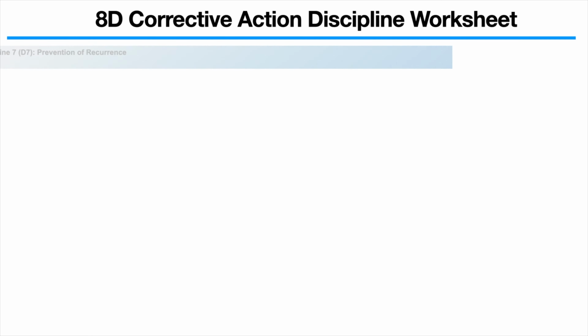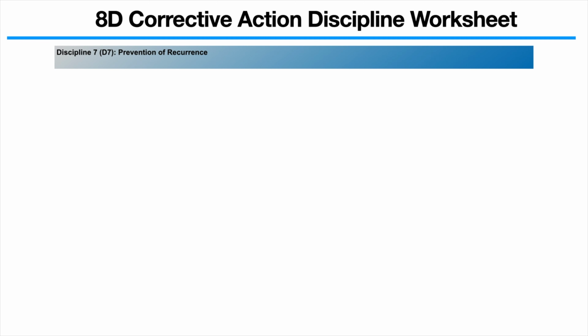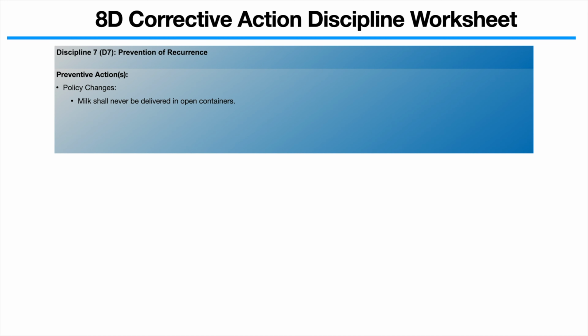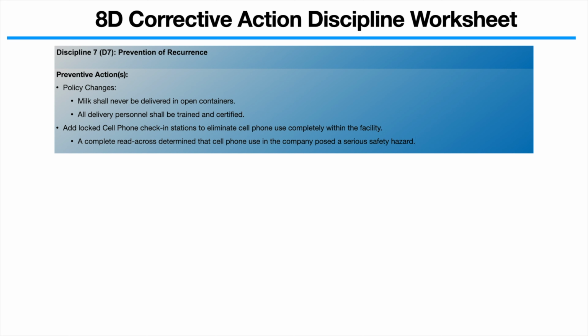For Discipline 7, Prevention of Recurrence, list those actions that will absolutely assure that the problem will never occur again. For those of you who have simply made procedural adjustments, you know that sometimes it takes more drastic actions to completely eliminate the source of the problem. In this example, it was determined that texting was causing other safety-related problems. So the team purchased cell phone lockboxes and eliminated cell phone use completely within the workplace.